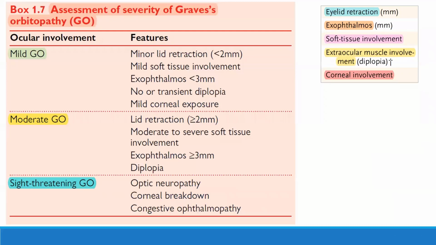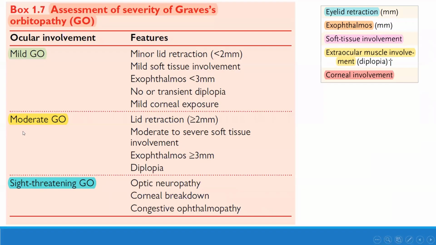We can classify our patient as mild Graves' orbitopathy if there is minor lid retraction of less than 2 millimeters, but it is moderate to severe if lid retraction is more than or equal to 2 millimeters. Mild soft tissue involvement is classified as mild, but moderate to severe soft tissue involvement is classified as moderate to severe. Exophthalmos is less than 3 millimeters or more than 3 millimeters. Mild corneal exposure is mild Graves' orbitopathy, but corneal breakdown is classified as sight-threatening. No or transient diplopia is mild, but significant diplopia is moderate to severe Graves' orbitopathy.